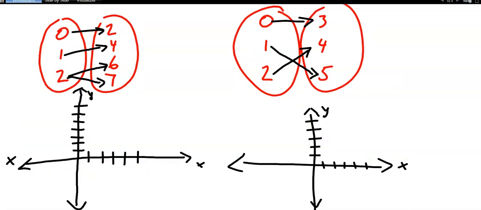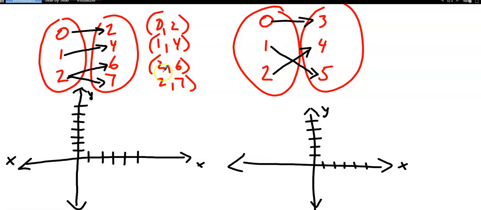Okay, once again, we're going to go back to these diagrams to see if these are functions or not. Every x value can only be paired up with one y value. 0 is paired up with 1, 1 is paired up with 4, but 2 is paired up with 6. The other way we can see this is by taking these values and plotting them. So we have 0, 2, 1, 4, 2, 6, and another 2, 7.